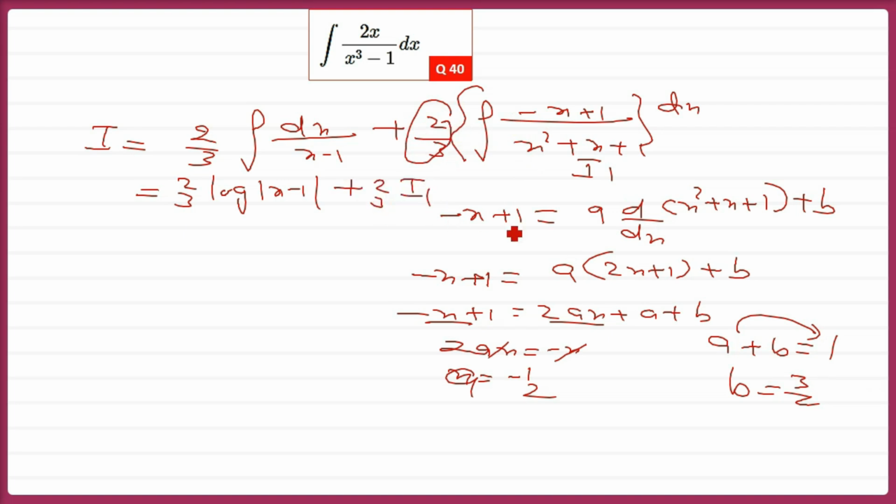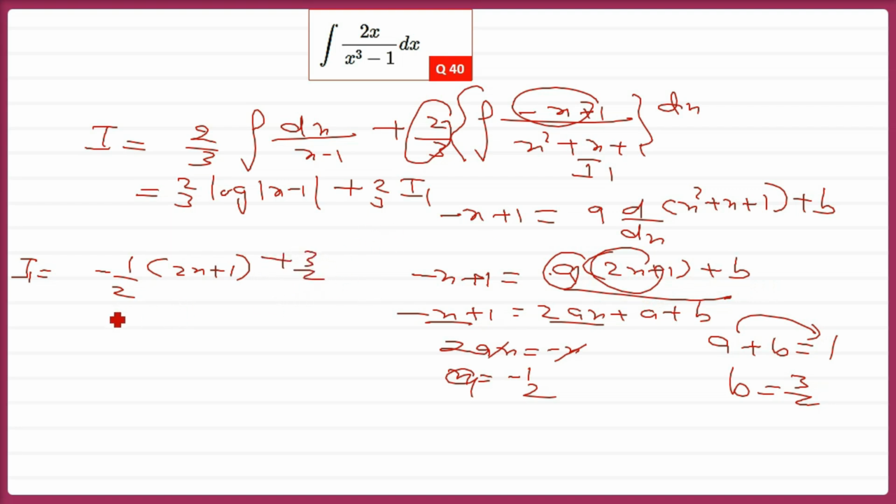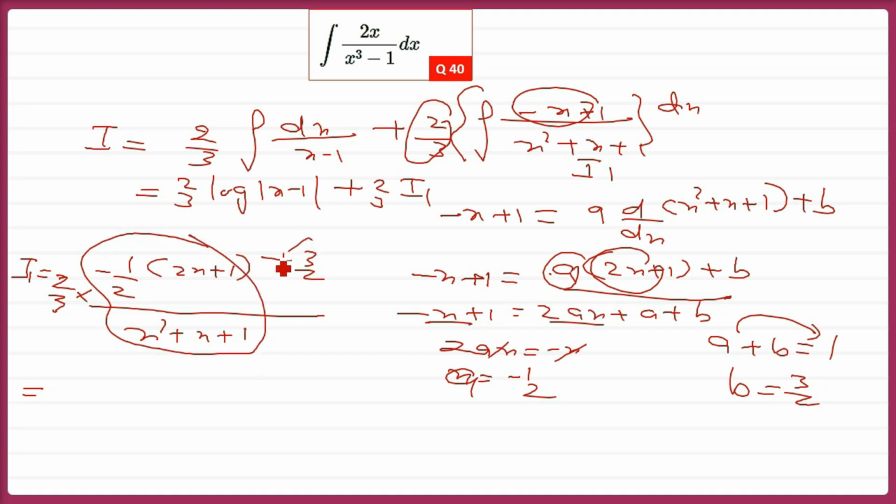So 2/3 I1. I1 I'm calling the separate term which we just did. Now I'm writing two separate terms for the second term, and I'm multiplying already with 2/3. So a into (2x plus 1) plus b, which I'm writing for the negative x plus 1, replacing a and b respectively by negative half and 3/2. This has come from negative x plus 1 and the rest of the things remain the same. Now you have to multiply 2/3. So I am doing it separately, this separate and this also separate.